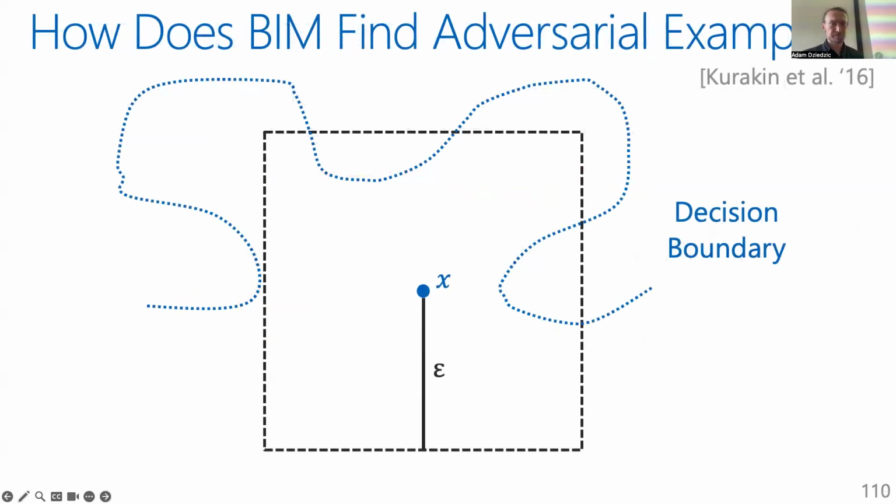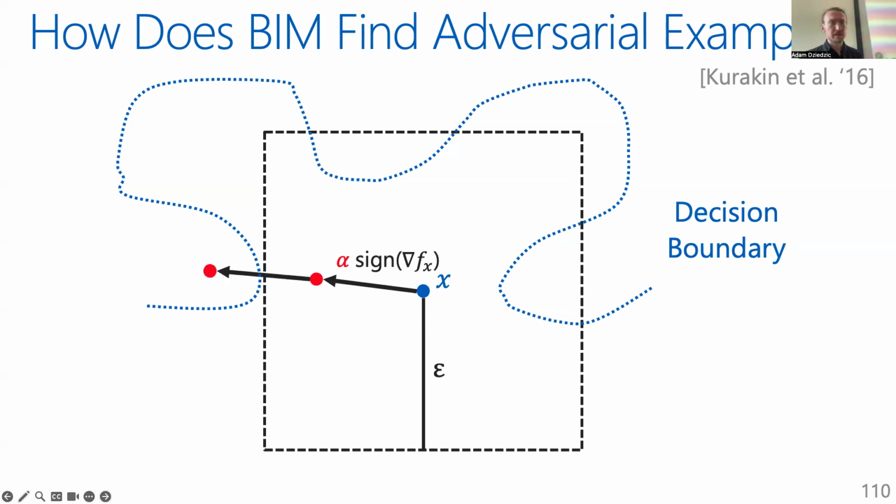So basically here, you start as in the previous example. You have this initial starting point x, right? Then you compute the sign of the gradient and move with the small step alpha. In the case of FGSM, you would move to one of the corners, but here you don't have to. You can just move with this alpha parameter, so a smaller step, right?